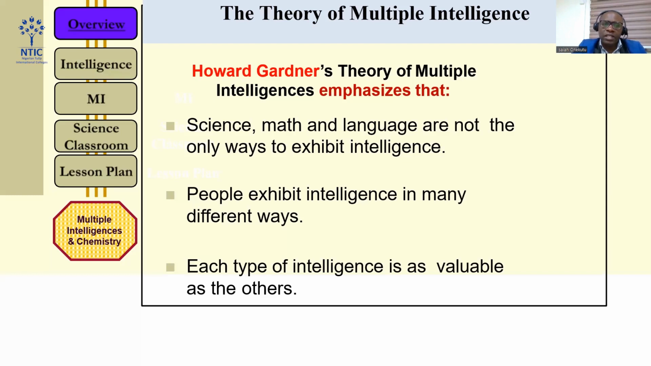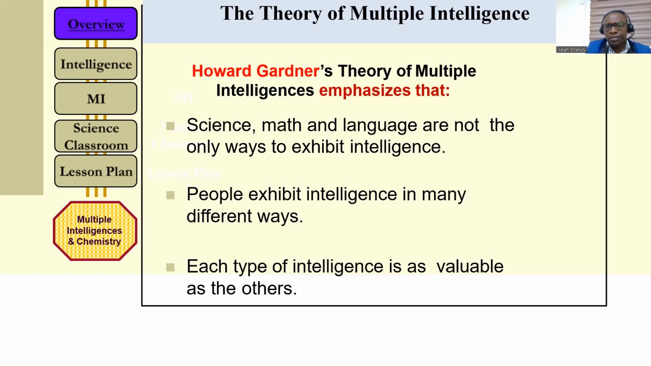He talked much about teachers laying too much emphasis on mathematics and language, and ignoring the other strengths of the learners. We've come to discover that these learners have abilities in several other areas which we are not really laying emphasis on. Science, maths, and language are not the only ways to exhibit intelligence. People exhibit intelligence in many different ways, and each type of intelligence is as important as the other ones.